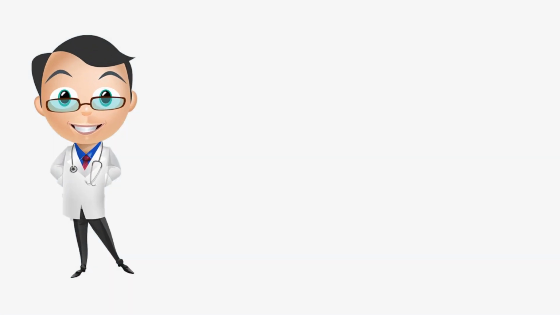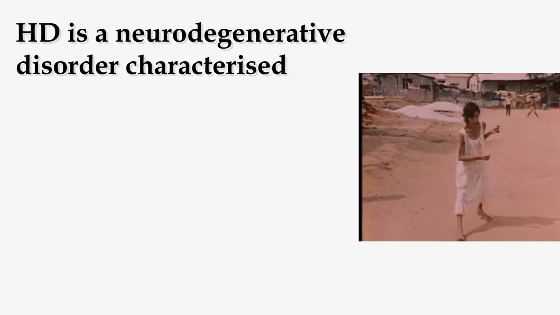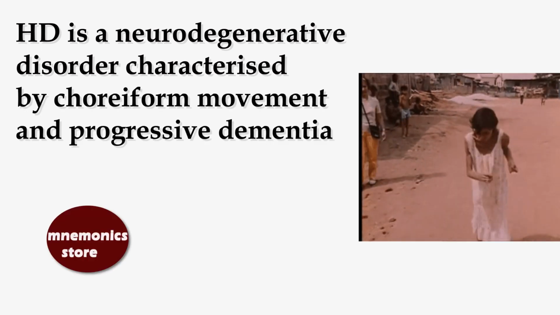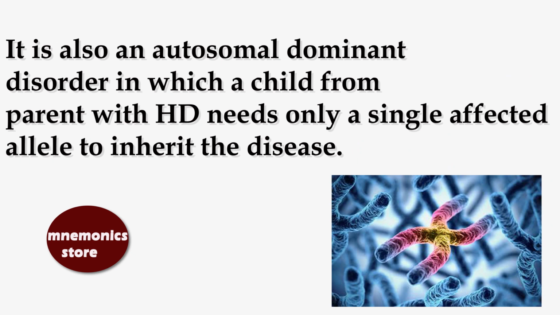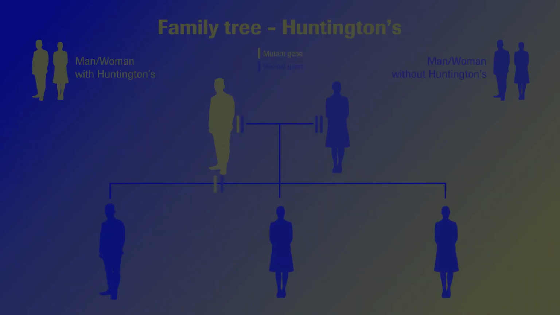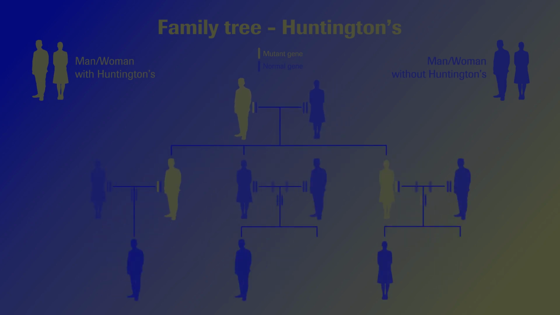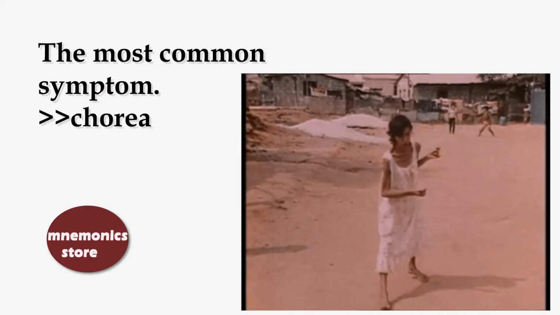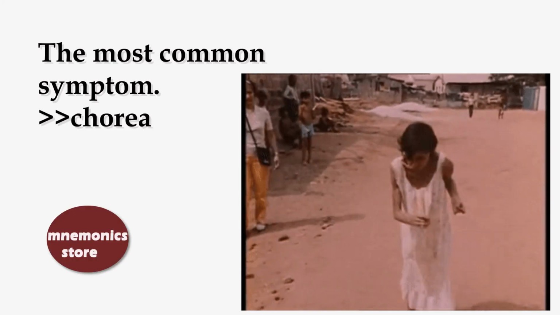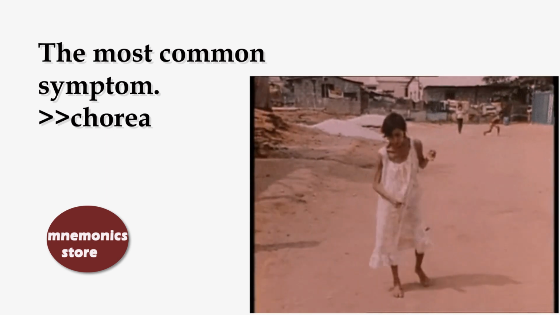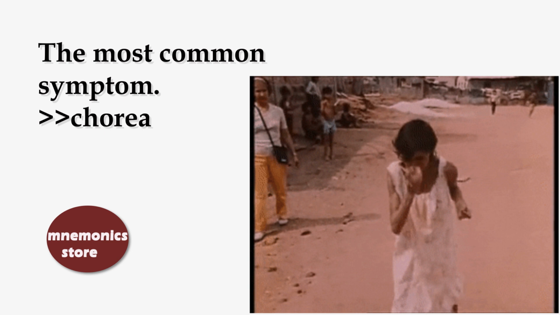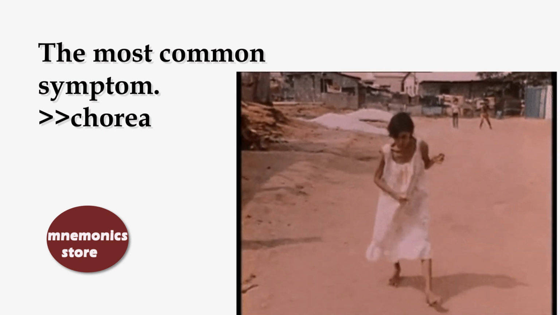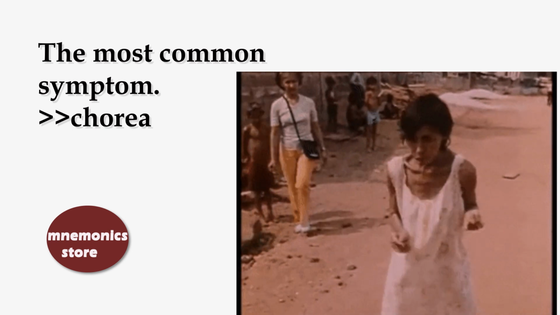This is a neurodegenerative disorder which is characterized by choreiform movements and progressive dementia. It's also an autosomal dominant disorder in which a child from a Huntington disease parent needs only a single allele to inherit the disease. And so, it should be noted that the chances of a kid to have Huntington disease is 50%. The most common symptom is jerky movements of the arms and legs, which we term as chorea. Chorea usually starts as mild twitching and gradually increases over the years.